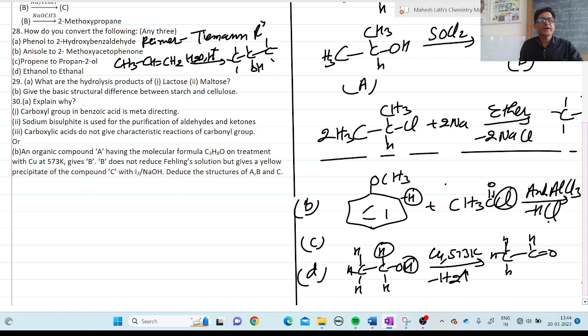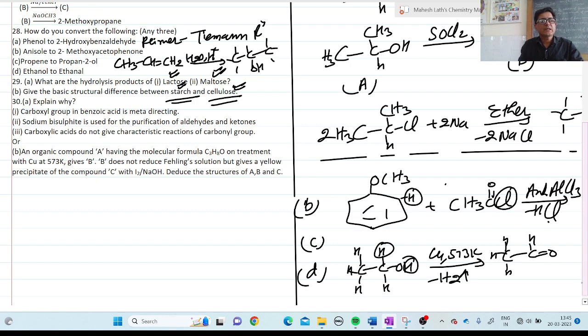Question number 29. What are the hydrolysis products of lactose and maltose? Lactose forms monomers of beta-D-glucose and beta-D-galactose, whereas maltose forms alpha-D-glucose molecules as monomers. B part gives the basic structural difference between starch and cellulose. Starch is the food of plants, cellulose is the outer portion of plants. Starch is formed by combining alpha-D-glucose, whereas cellulose is formed by combining beta-D-glucose.